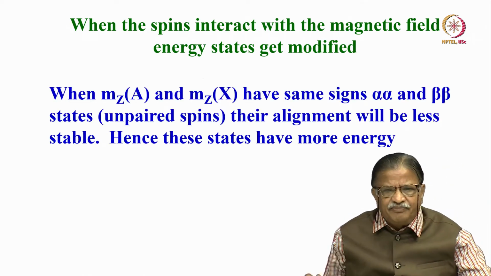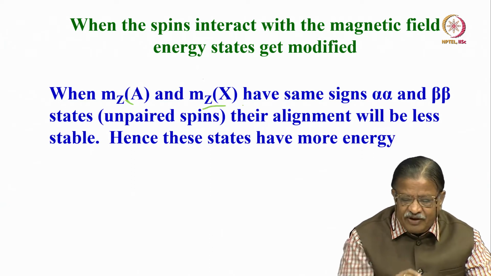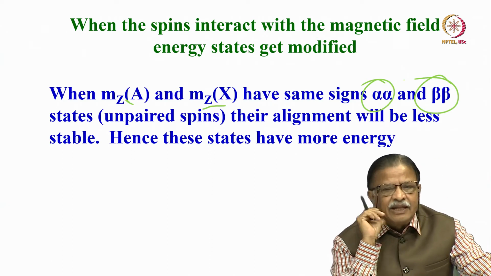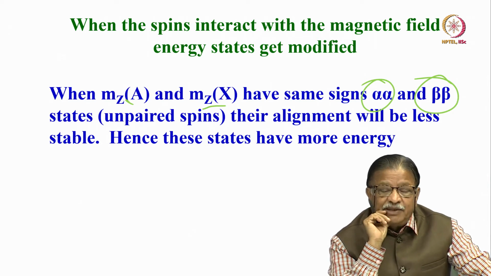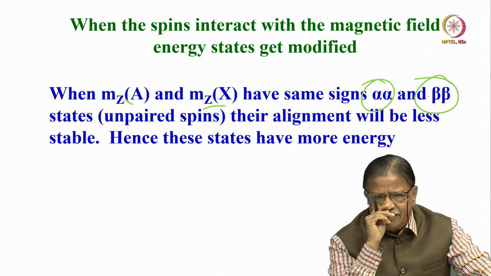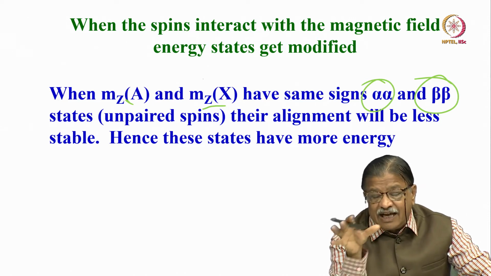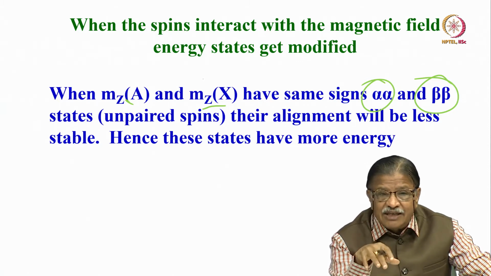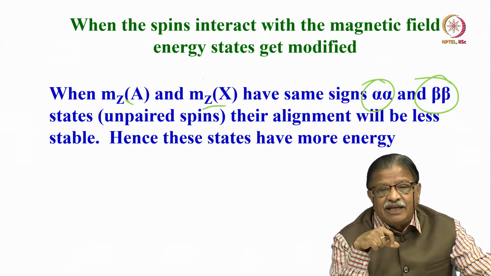For example, take the states with mz of A and mz of F, both are alpha alpha states. What is going to happen? They are unpaired spins. What is going to happen in the case of this? Their energy is unstable. They are a bit unstable. They require more energy to get themselves paired up like this.